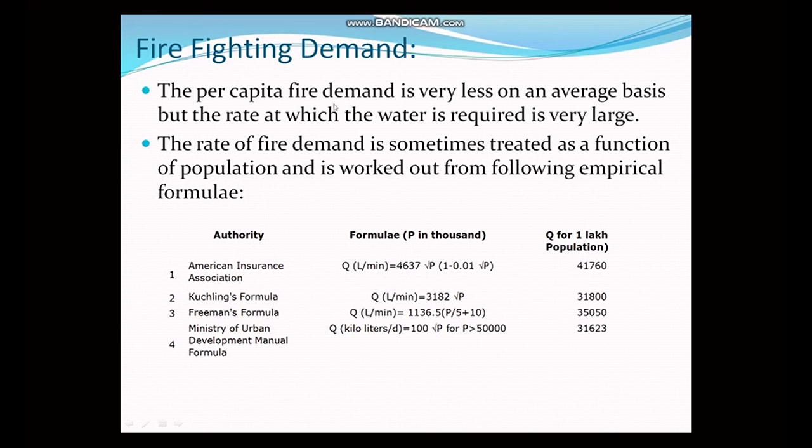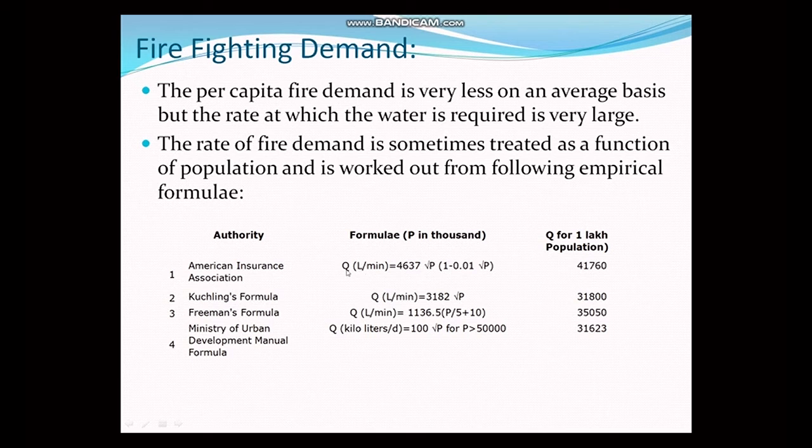The per capita fire demand is very less on an average basis, but the rate at which the water is required is very large. The rate of fire demand is sometimes treated as a function of population and is worked out from the following empirical formulas. These formulas are standardized by various international authorities. The first one is the American insurance formula.